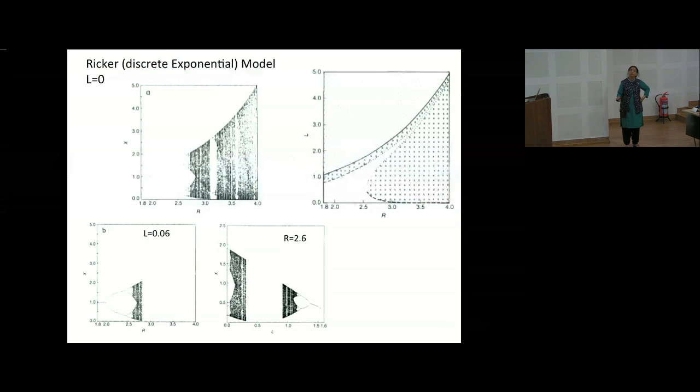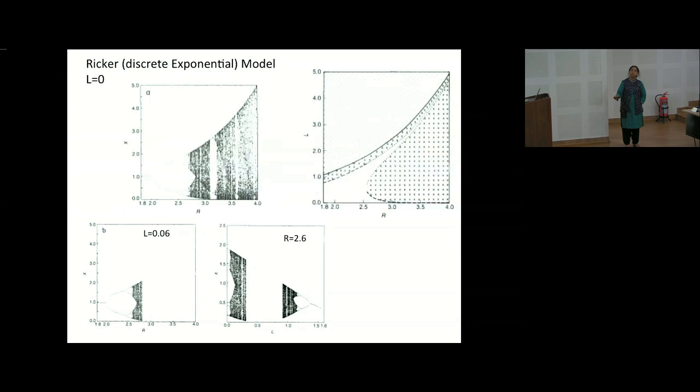What we could see is that for such a simple migration, here this is my R, my bifurcation parameter. With such small immigration, the population actually goes to zero beyond R equal to 2.6 or something like that. So it doesn't even go through all this.